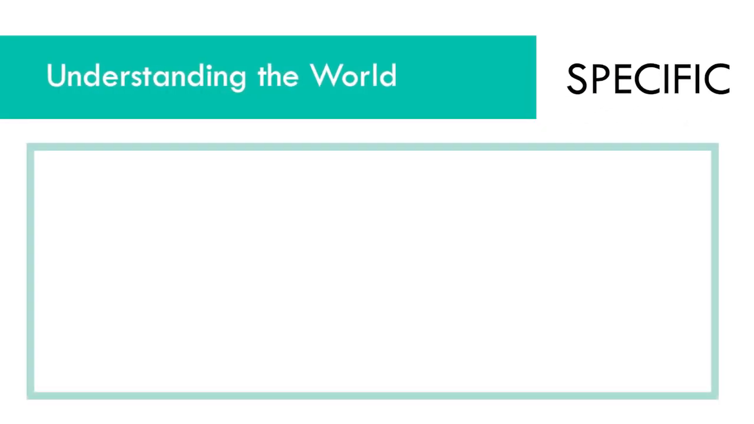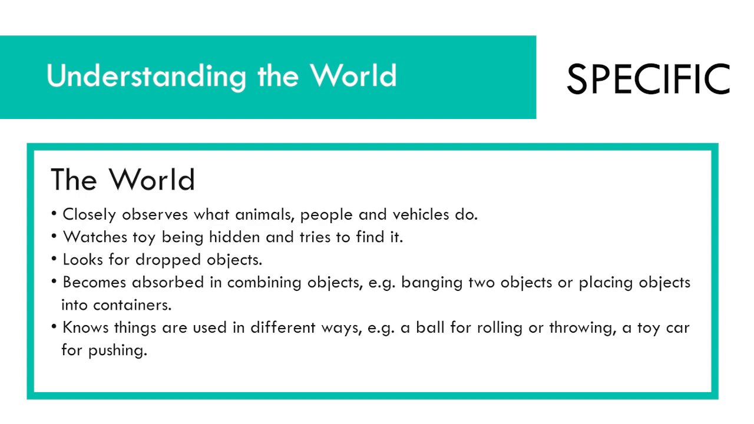Understanding the world. The world. Closely observes what animals, people and vehicles do, watches toy being hidden and tries to find it, looks for dropped objects, becomes absorbed in combining objects, for example banging two objects or placing objects into containers. Knowing things are used in different ways, for example, ball for rolling or throwing, a toy car for pushing.